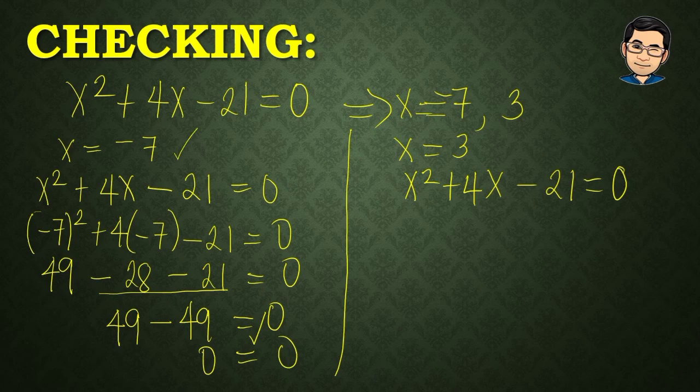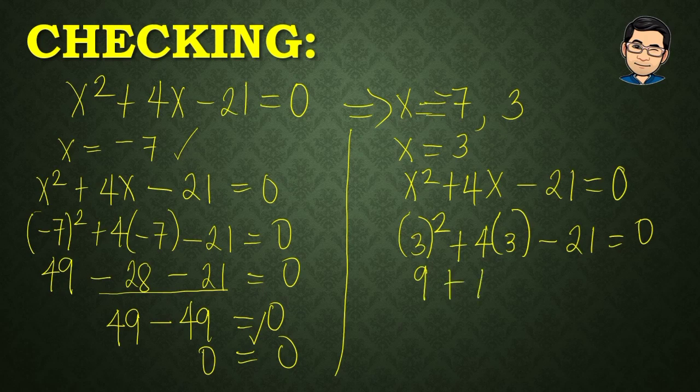For x equals 3 naman, 3 squared plus 4 times 3 minus 21 equals 0. 3 squared is 9. 4 times 3, 12. Minus 21.